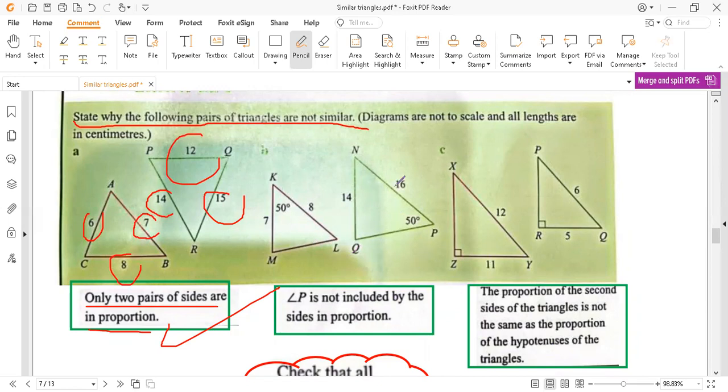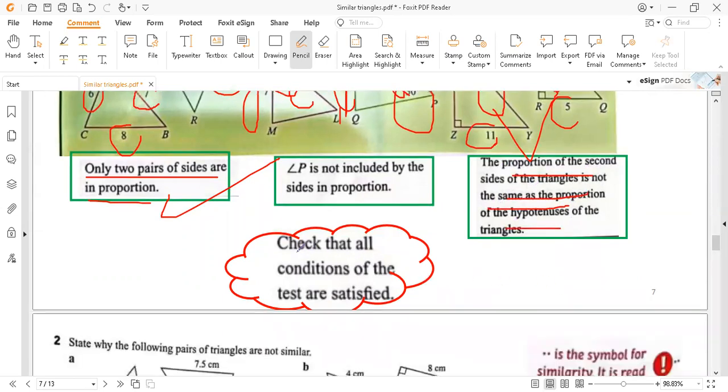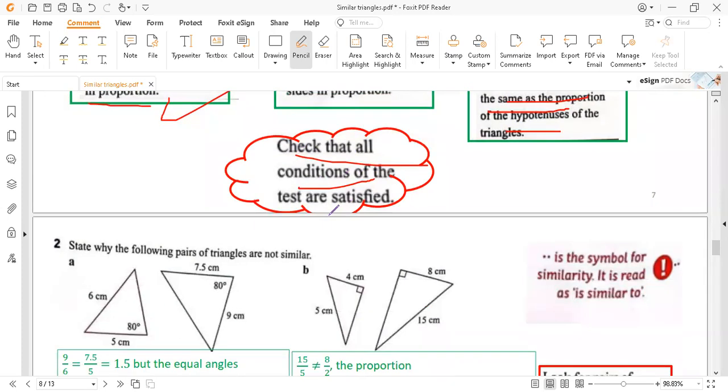And here, for example, yes, 16 over 8 equals 2, 14 over 7 equals 2, but the angle here is not included. It is away from the used sides. And these are two right angle triangles. Hypotenuse over hypotenuse equals 2, and the other side 11 over 5 is not 2, it is 2.2. So the proportion of the second side is not the same as the proportion of the hypotenuses. So we should check that all conditions of the appropriate test are satisfied.